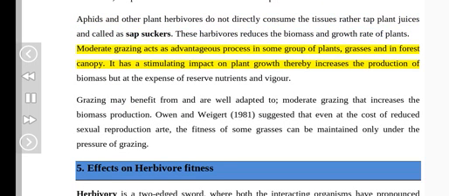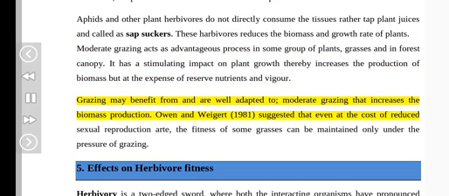Moderate grazing acts as an advantageous process in some groups of plants, grasses and in forest canopy. It has a stimulating impact on plant growth, thereby increasing the production of biomass but at the expense of reserve nutrients and vigor. Grazing plants may benefit from and are well adapted to moderate grazing that increases the biomass production. Owen and Wiegert 1981 suggested that even at the cost of reduced sexual reproduction rate, the fitness of some grasses can be maintained only under the pressure of grazing.